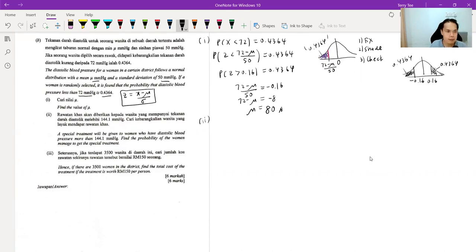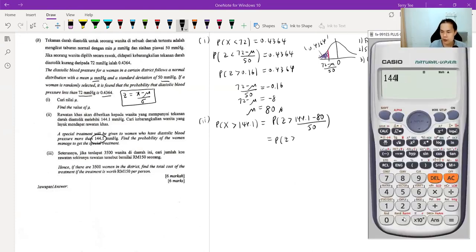Okay, second part. A special treatment will be given to women who have diastolic blood pressure more than 144.1. Find the probability that the woman managed to get special treatment. Okay, so you must have the blood pressure more than 144.1. This one is quite easy, just standardize it. When you standardize it, x converts to z, you've got to minus your mu, divide by standard deviation. So this is z more than, okay, let's take 144.1 minus 80. You divide by 50.